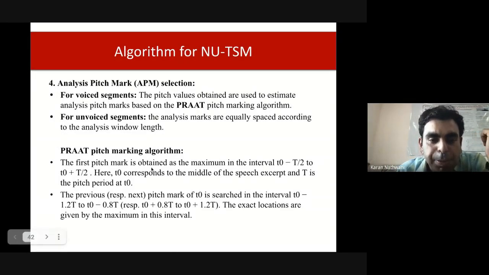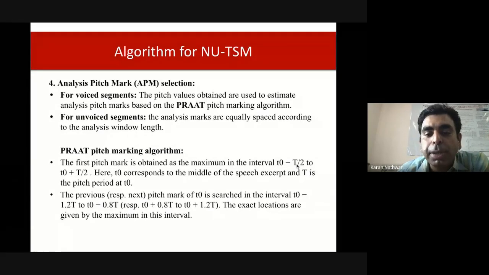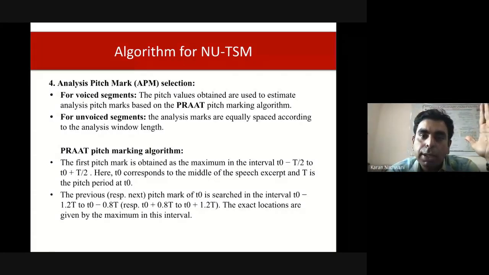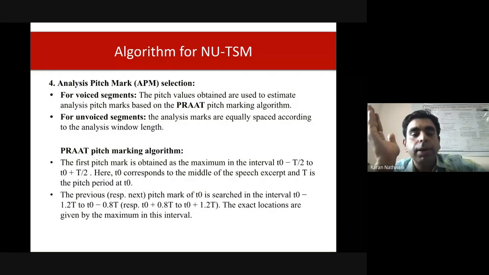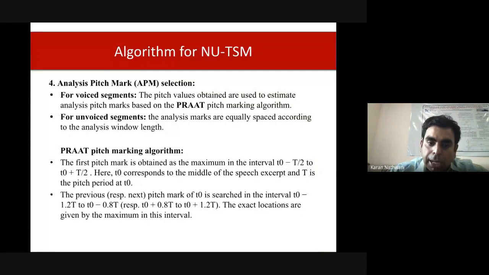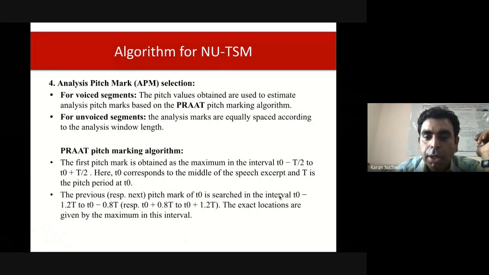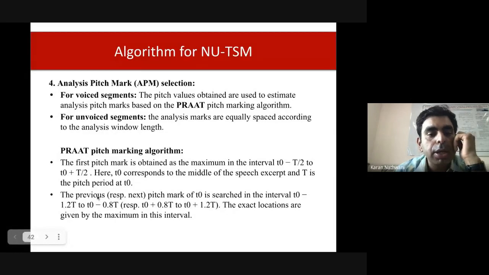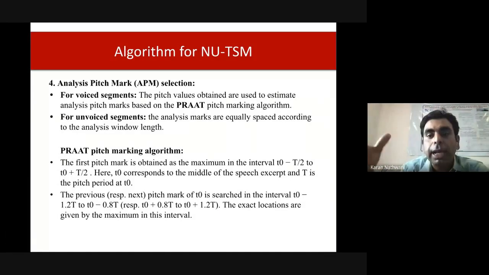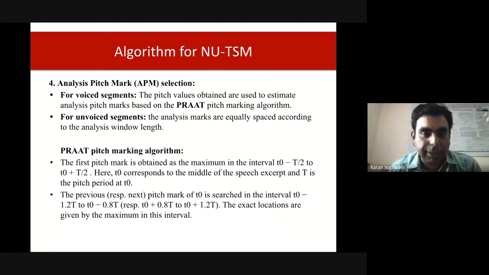Now, the first pitch mark is obtained from T0 minus T by 2 to T0 plus T by 2. T0 is the center of that signal, and to the left is T0 minus T by 2, and to the right is T0 plus T by 2. So I have covered everything. Then I shift; the next pitch mark is searched in the range T0 minus 1 by 2T to T0 minus 0.8T, and also from T0 plus 0.8T, for the next one and the previous one respectively. I'll find them till I reach the end of my signal, in that particular frame. That is a window.